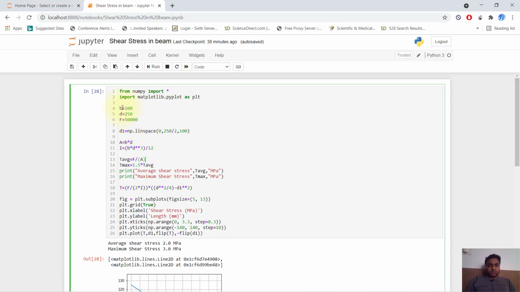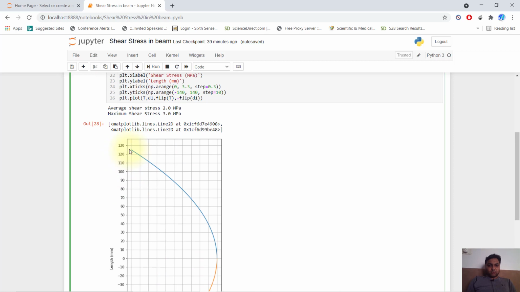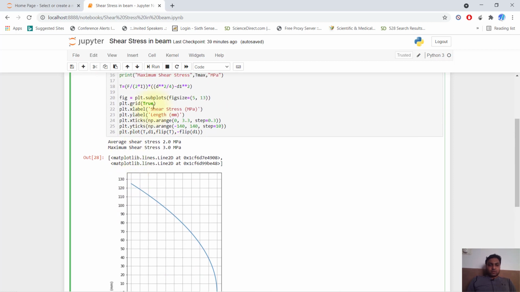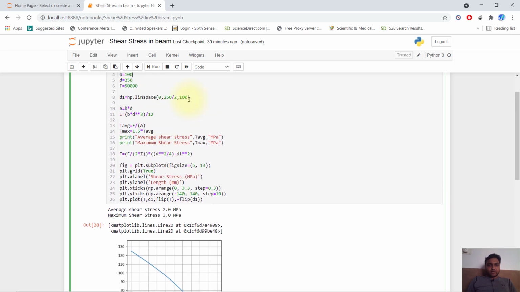So first we will import our values: B is 100, D, the depth, is 250, and F is 50 kilonewton. First we will divide the depth using linspace with D1. D1 is equal to np.linspace from 0 to 250 by 2, meaning it will first divide 250 to 125, and then it will make 100 divisions.